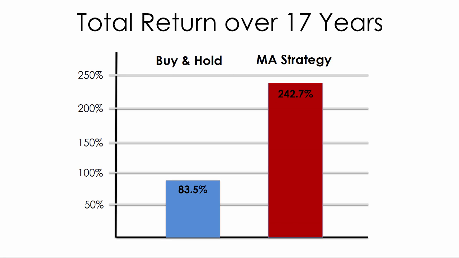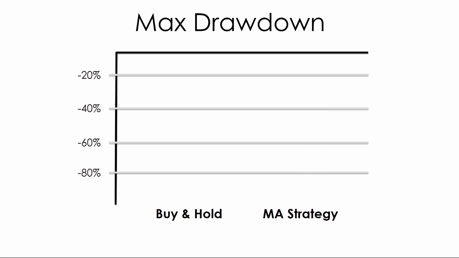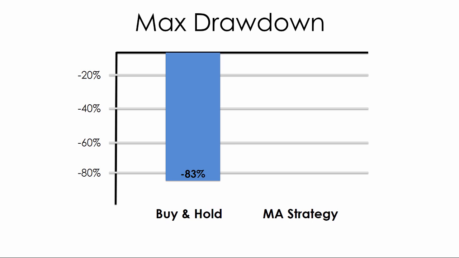So let's now compare the drawdowns between the two systems. Max drawdown on the buy and hold, 83%. You had to sit through some stuff on this one, guys. That'd be pretty tough to stomach. Versus the moving average strategy, 28.4%.